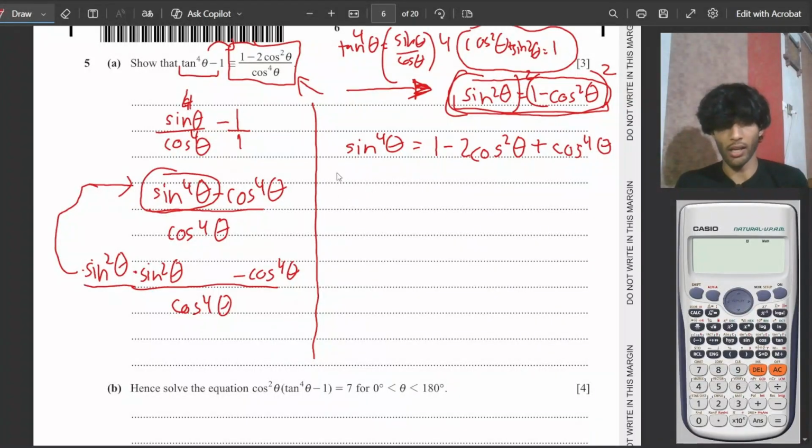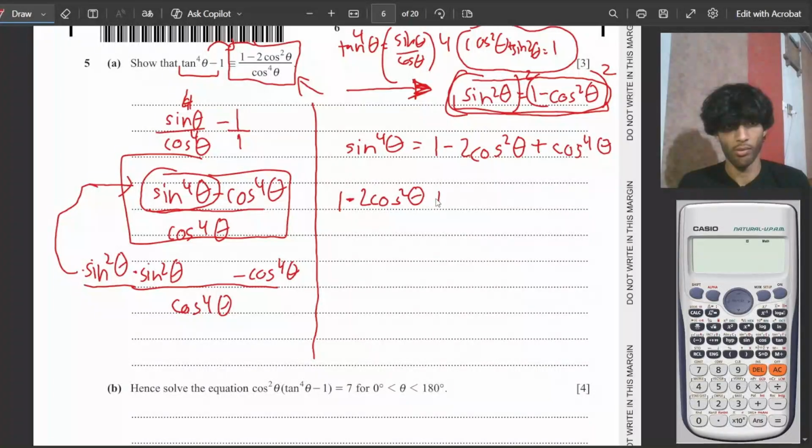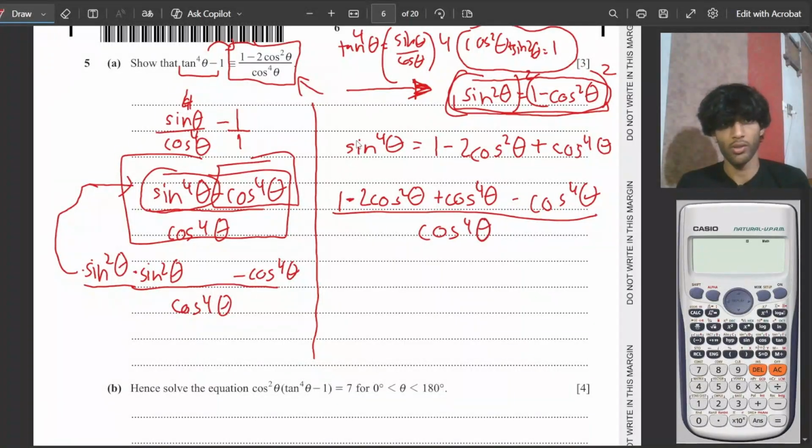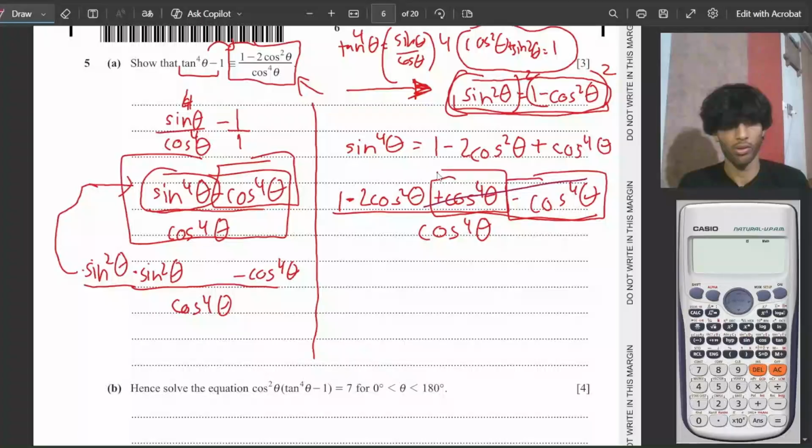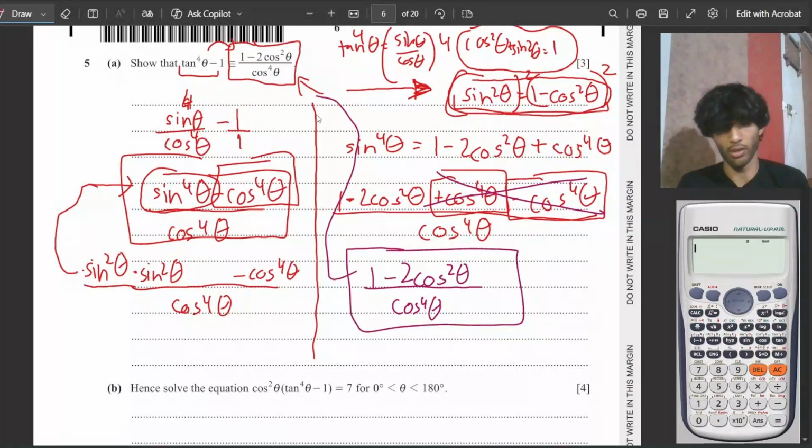Therefore, I can go back to my fraction over here. Instead of sine 4 theta, I can write 1 minus 2 cosine squared theta plus cosine 4 theta, minus this part now, so minus cosine 4 theta, over cosine 4 theta. Check this out. This is plus cosine 4 theta. This is minus cosine 4 theta. This stuff just cancels out. Whoosh. Boom. It's canceled out. I'm left with 1 minus 2 cosine squared theta over cosine to the power of 4 theta. And that is what I was trying to show.